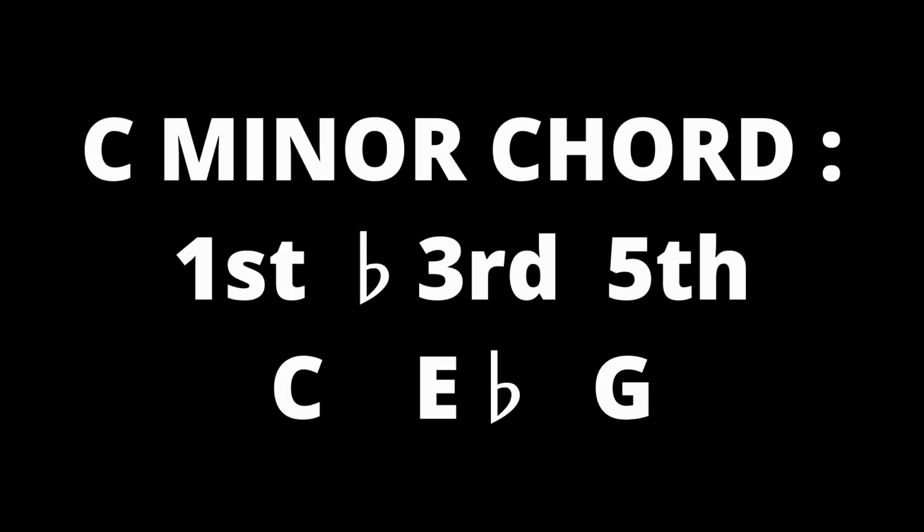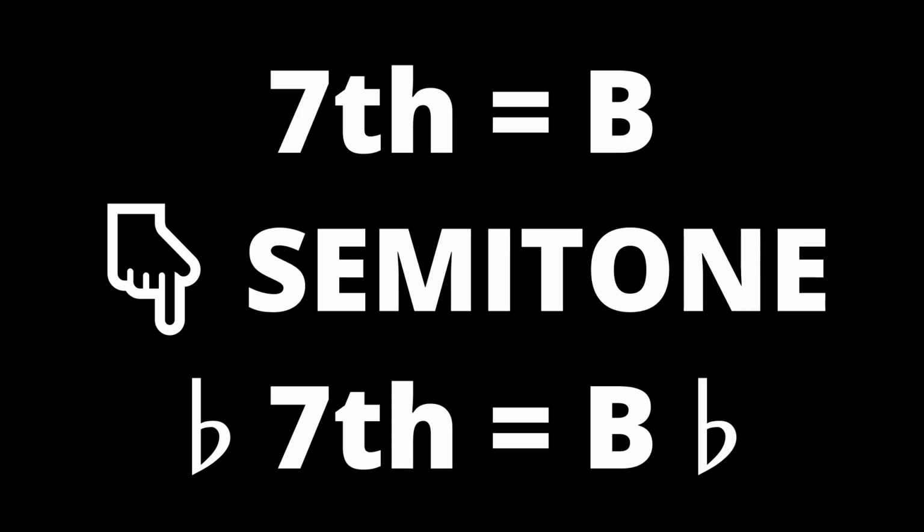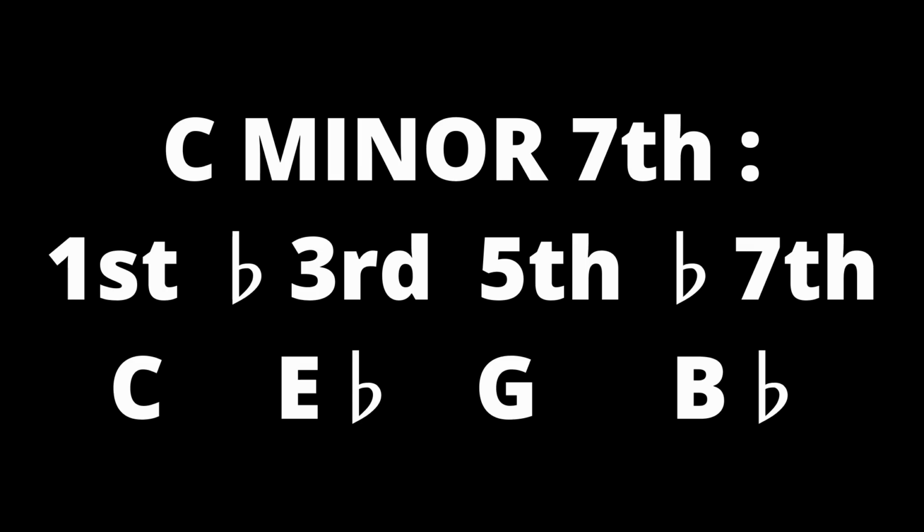Now that we understand the numbering system, let's construct some chords. To create a C minor chord, we take the first, flat or minor third, and fifth, which gives us C, E flat, and G. The 7th note in the scale is B. The flat 7th note is therefore half a step or a semitone below this, which is B flat. So in order to create a C minor 7th chord, we take the C minor chord notes and add the flat 7th from the scale. This means that C minor 7th has the notes C, E flat, G, and B flat.